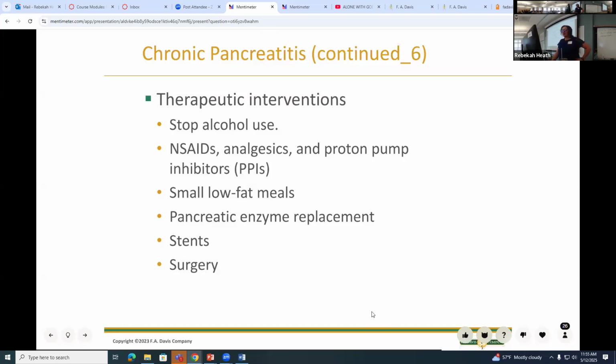We're going to give them some pain medicine. Some of those proton pump inhibitors, to decrease the stomach acid, will help as well. We might give them some pancreatic enzyme replacement. Maybe if they've had a pancreatectomy, sometimes they have to remove the pancreas or part of the pancreas if it continues to cause problems. And in that case, we'll give replacement enzymes for them.